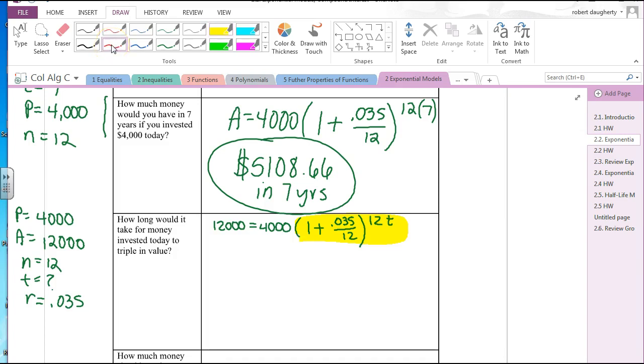Can we use a calculator in this whole thing? Yes, the whole test. What? Divide by 4,000. So you guys just need to settle down. Divide by 4,000.